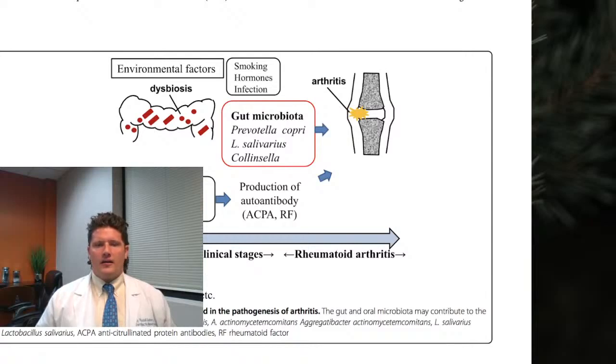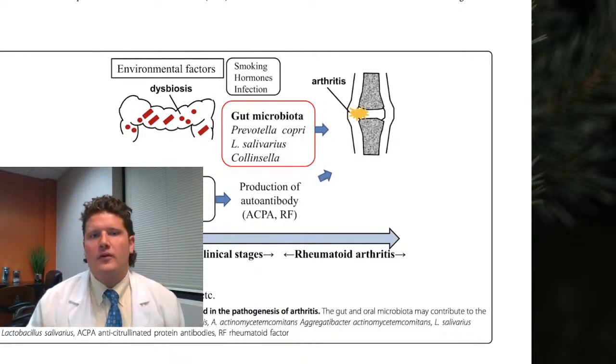The RF factor, the rheumatoid factor, is actually not very definitive for rheumatoid arthritis. Certainly, most rheumatoid arthritis patients are going to test positive for the rheumatoid factor, but they have found that the CCP antibody, referring to, I believe, cyclic citrullinated peptide antibody, is much more sensitive and specific for identifying who has rheumatoid arthritis.